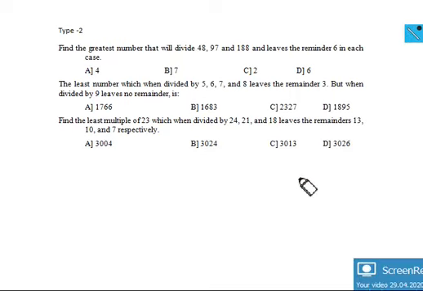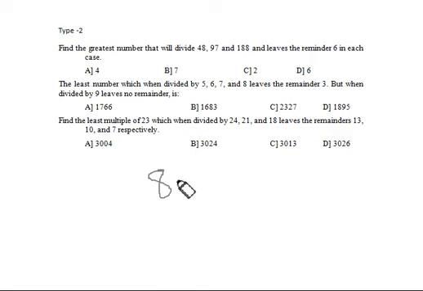Okay, we were discussing the question number type 2, and we were discussing this question: 5, 6, 7, and 8 leaves the remainder 3. So here we got the remainder, here we got 840 as the LCM of 5, 6, 7, and 8.